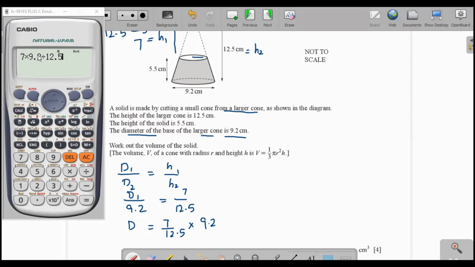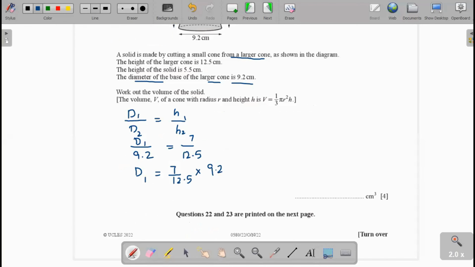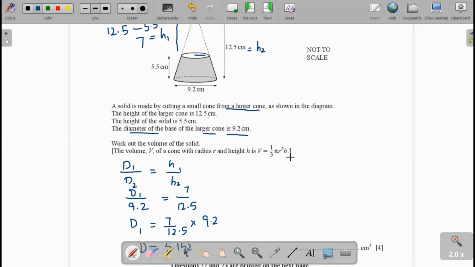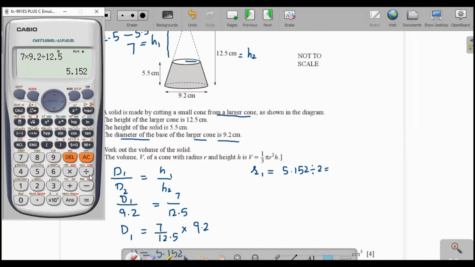Now 7 multiplied by 9.2 divided by 12.5, the answer is 5.152. The diameter here is 5.152. This is the diameter of the smaller cone. Now the radius of this smaller cone, we name it R1, and that is equal to 5.152 divided by 2.